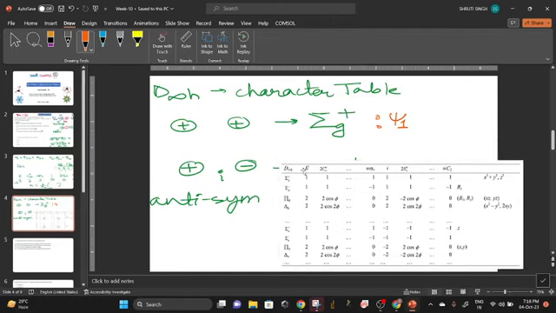If we see this character table, the first row is the totally symmetric one, to which this plus plus combination belongs. If we put E on this, it will give 1. If we put C infinity, nothing will change. Sigma v, nothing will change. The character will be 1. If we put I, nothing will change.